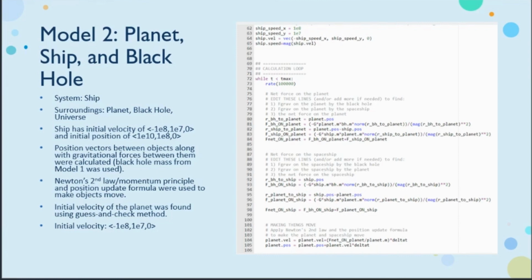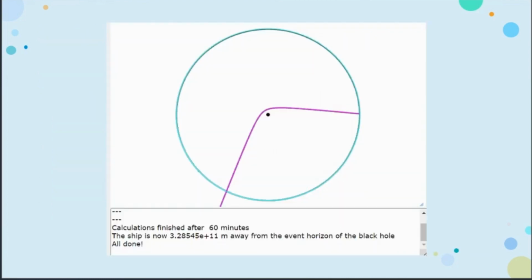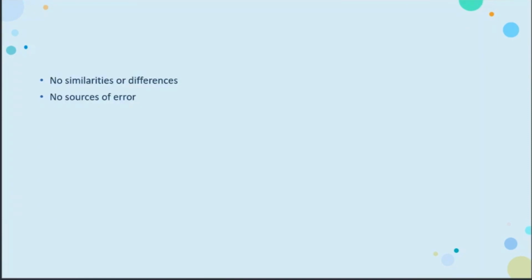Newton's second law and the position update formula were used to make objects move, and the initial velocity of the ship was found using a guess and check method. The first successful initial velocity that allowed the ship to get close to the black hole and escape the system was the velocity given. This is the result of Model 2. Because there is no experimental portion and the model is our data, there are no similarities, differences, or sources of error.